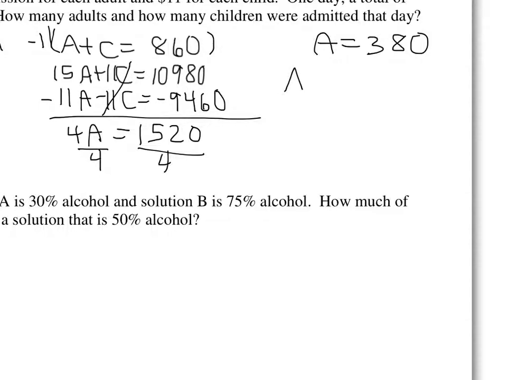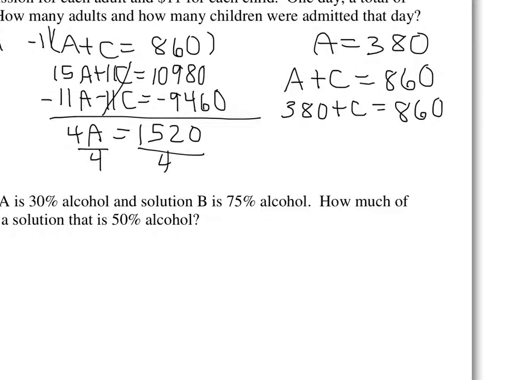Well, we know that the adults plus the children equals 860. That's how many tickets we sold. If 380 of those tickets were adults, how many were children? We're going to take our 860 minus the 380, and we get 480 children.